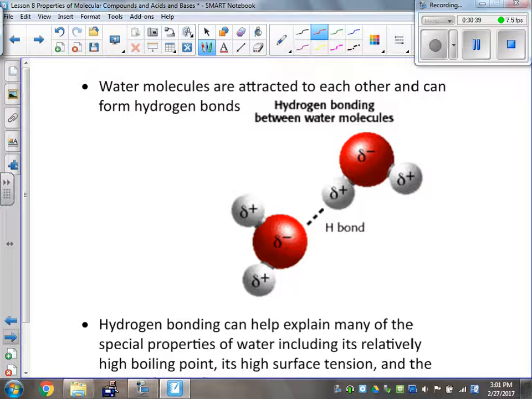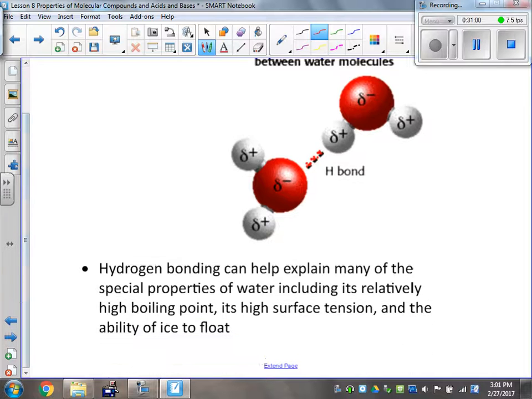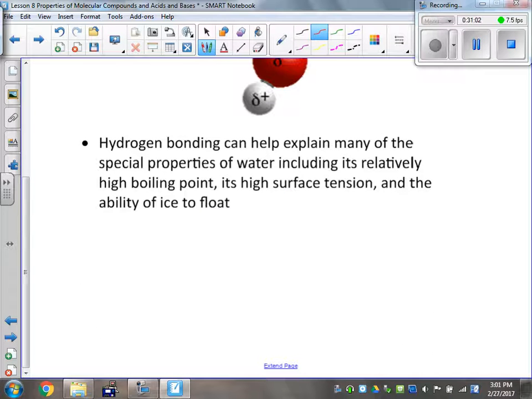Water molecules are attracted to one another. That's why you find water as a liquid at room temperature, because they're linked together. Intermolecular bonding, also known as hydrogen bonding in this case. Hydrogen bonding explains special properties of water, including its relatively high boiling point.